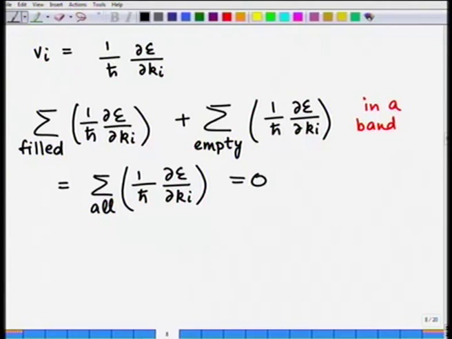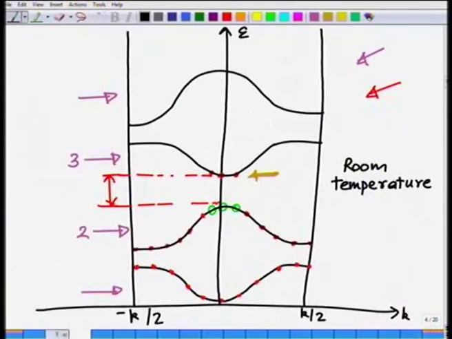Clearly, filled plus empty means all. So, if I look at band number 1, band number 2, then whatever are here are the filled states, the red dots, green open circles are unfilled, and then again red ones are filled states, and these are all the states. So, if I carry out this summation of del E by del K term over all these states, that means I am carrying over filled states plus unfilled states. But notice that for every K state here, I always have exactly negative velocity of that on the other side. If you wish, I will show you in this another picture here.